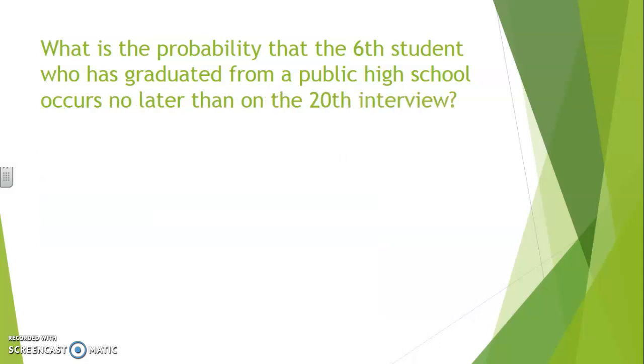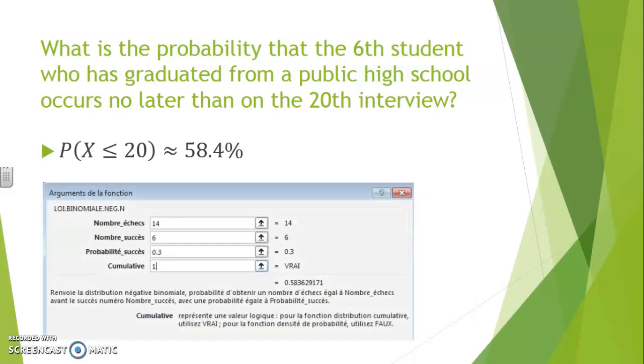What is the probability that the 6th student who has graduated from a public high school occurs no later than on the 20th interview? So this time we're looking for the probability of x being less than or equal to 20. 58.4% is the result of this specific event, which would be the sum of the probabilities for x equaling 6 all the way to 20. Once again, Excel functions will allow you to accumulate probabilities up to 20 in this case.